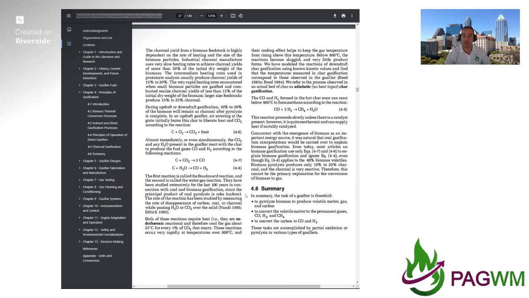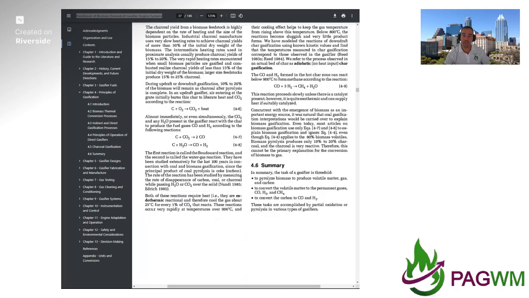The charcoal yield from a biomass feedstock is highly dependent on the rate of heating and the size of the biomass particles. Industrial charcoal manufacture uses very slow heating rates to achieve charcoal yields of more than 30% of the initial dry weight of the biomass. The intermediate heating rates used in proximate analysis usually produce charcoal yields of 15 to 20%. The very rapid heating rates encountered when small biomass particles are gasified and combusted realize charcoal yields of less than 15% of the initial dry weight of the biomass. Larger size feedstocks produce 15 to 20% charcoal.